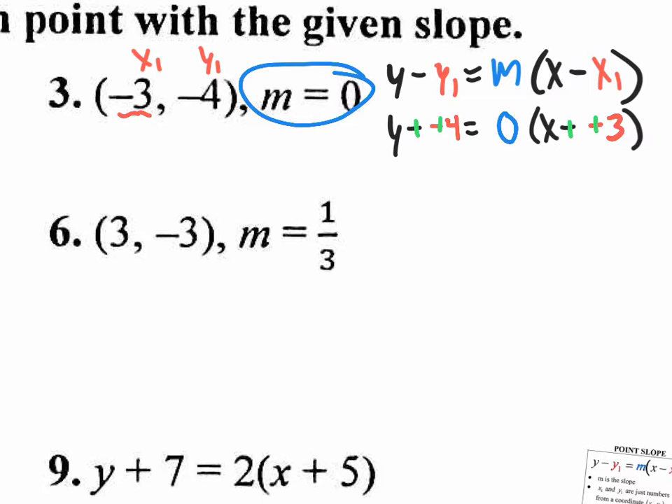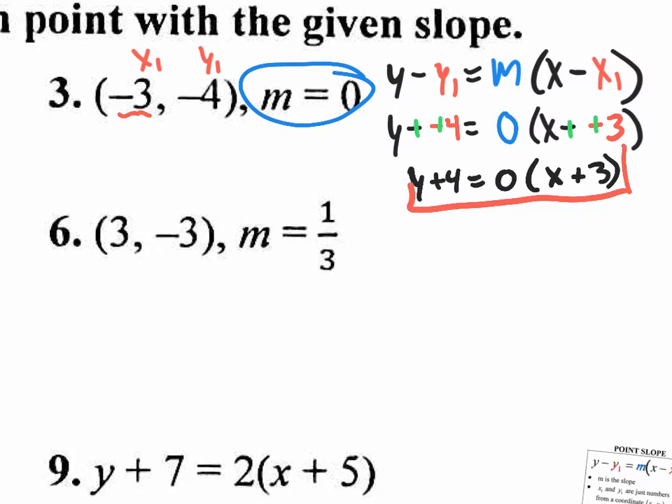So what do we have here? We have y plus 4 equals 0 times x plus 3. Now, I guess you could leave it in this form. However, whenever you multiply 0 times anything, it becomes 0. So technically, your answer would be y plus 4 equals nothing. So you would subtract the 4, y equals -4.